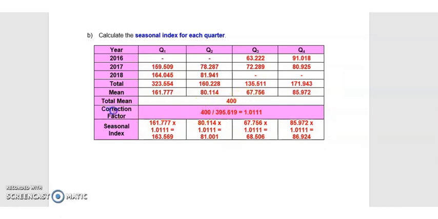Okay, let's say here total mean you get exactly equal to 400. So no need to do this part. It means that your seasonal index will be the mean value. Recall, if you get exactly 400, no need to calculate correction factor and seasonal index. Your seasonal index will be the mean value.